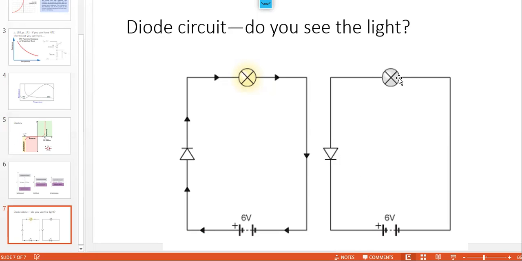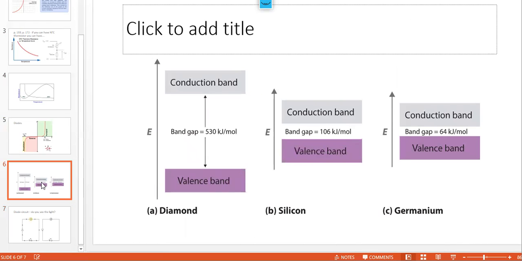In this one it would not be lighting up because the diode, like I said, acts as a gatekeeper. It's not going to allow any charge to flow through if you wire it up this way. It has to be this arrow pointing in the direction from positive to negative, where this is positive. And that's really the last slide there.